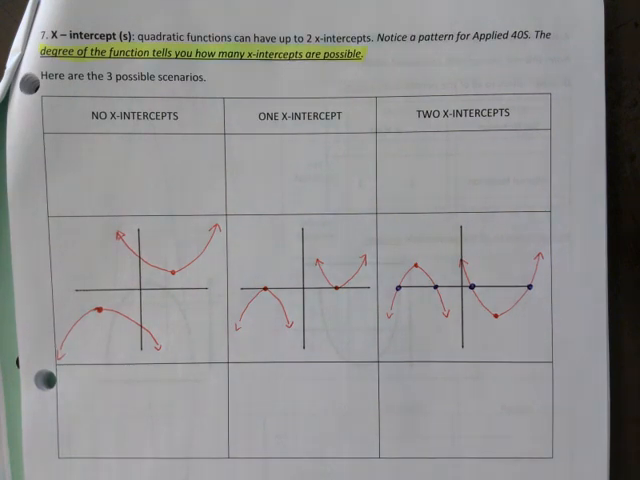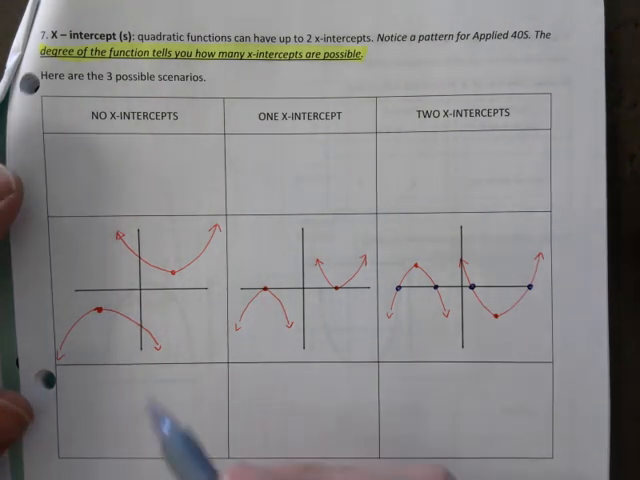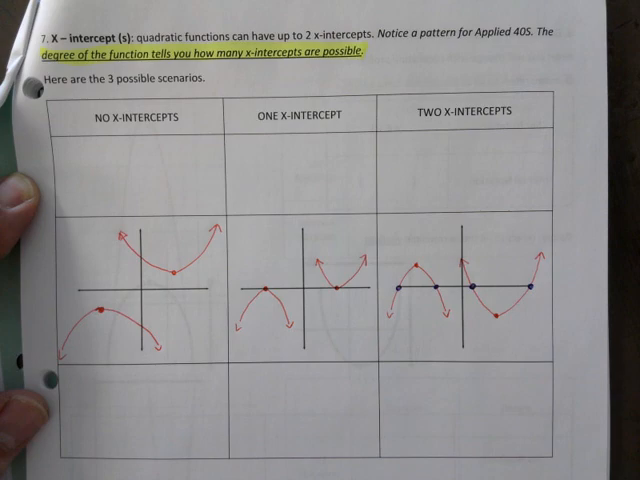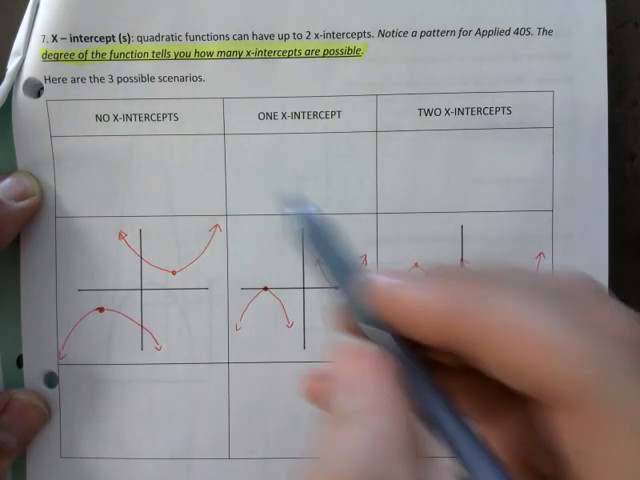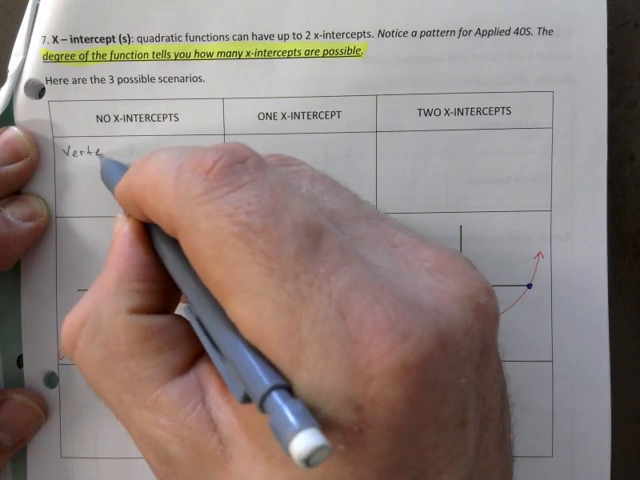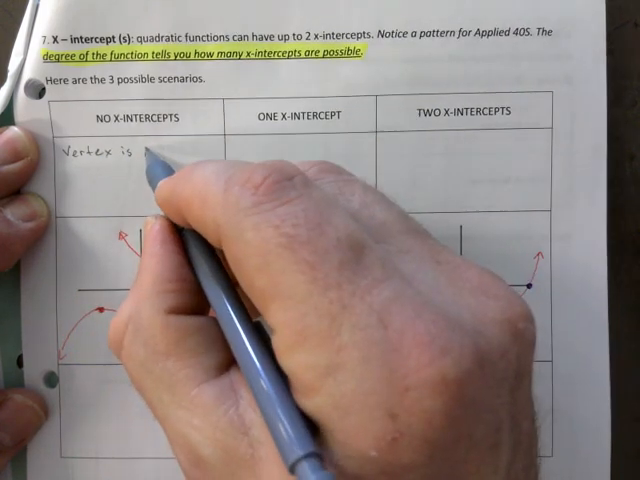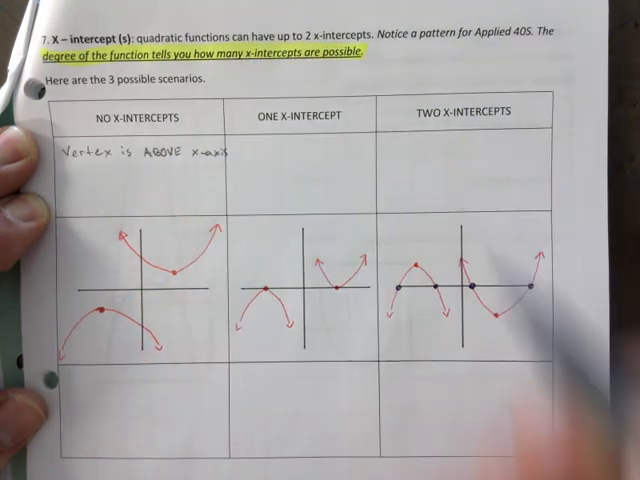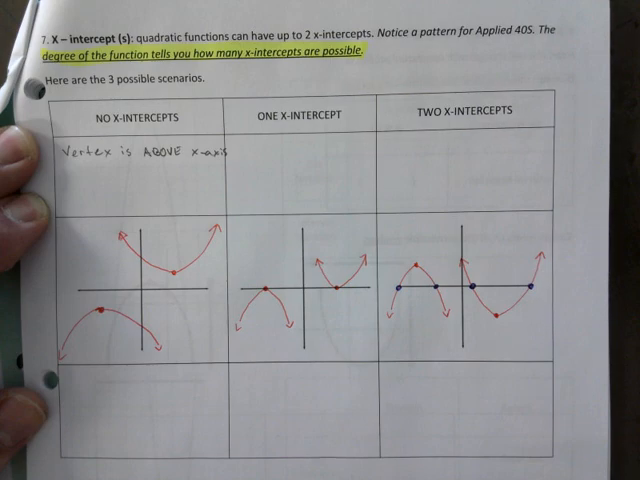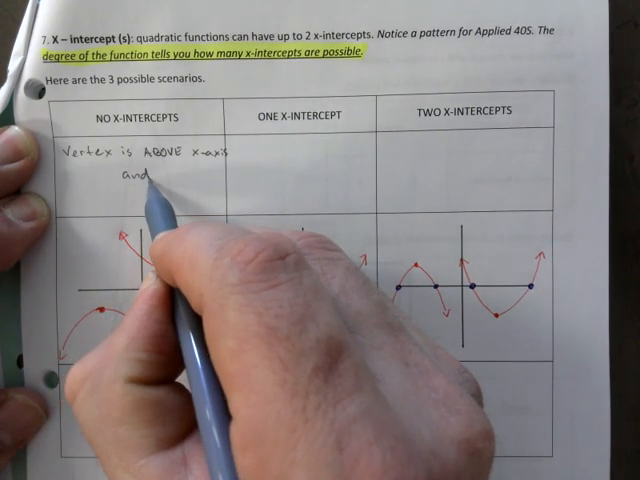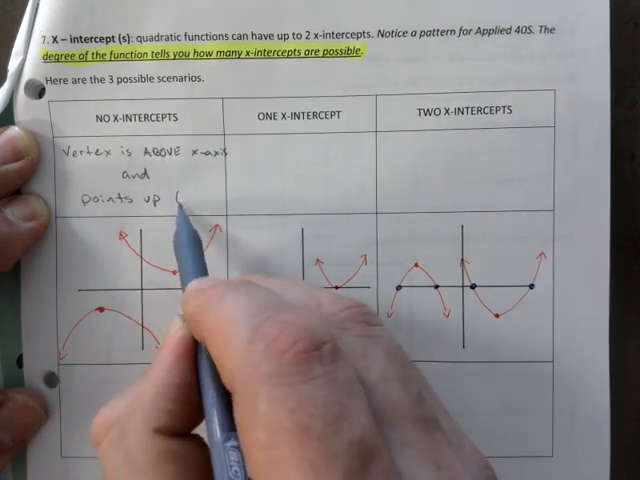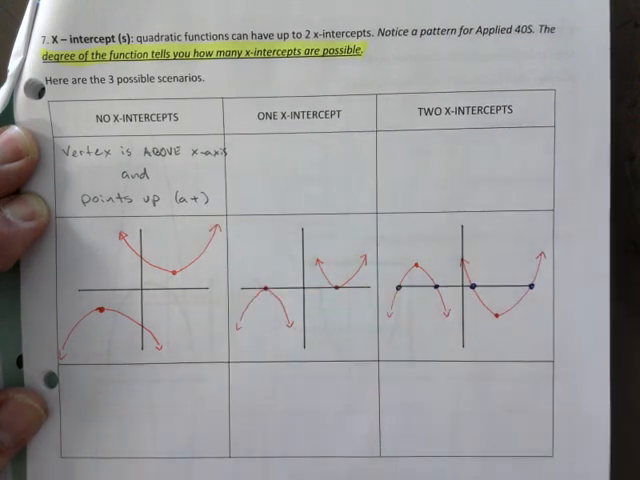So there are your 3 scenarios, and I'm going to describe them a little bit. Everything has to do with the vertex and which way it's pointing. Okay, vertex, which way is it pointing? So the vertex is above the x-axis, right? And points up. A is positive, of course.